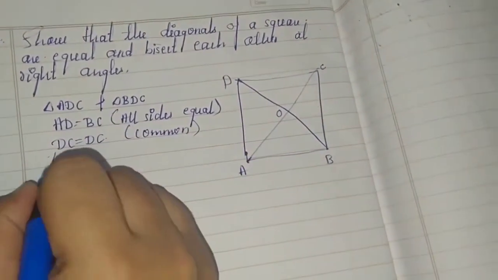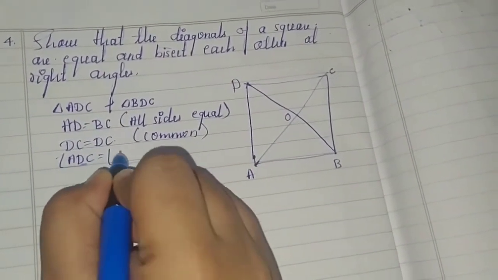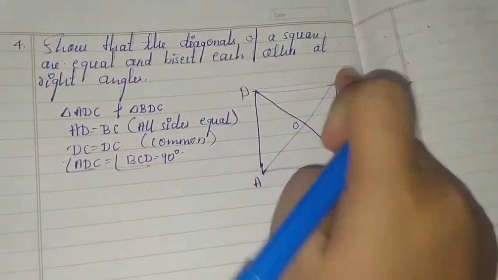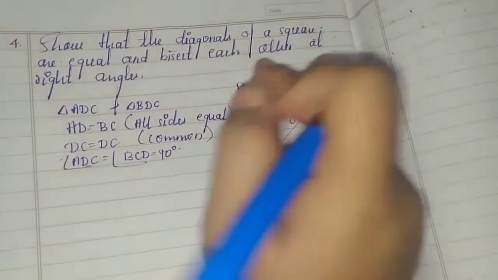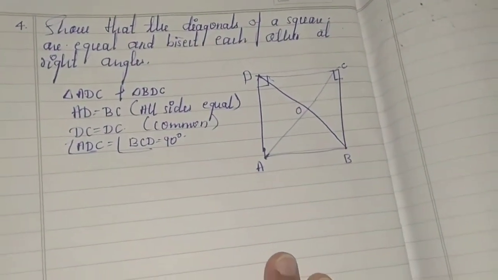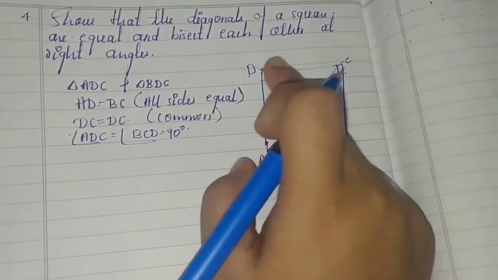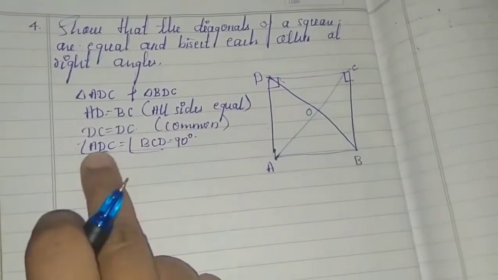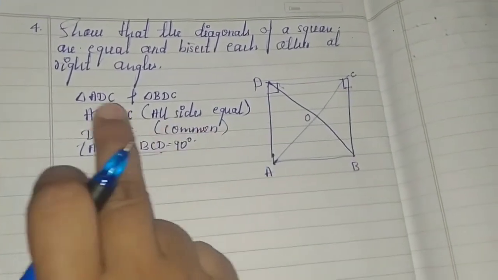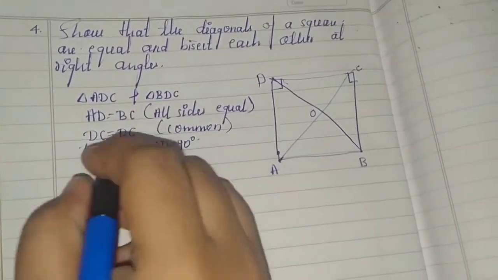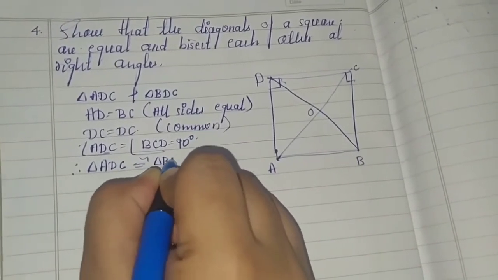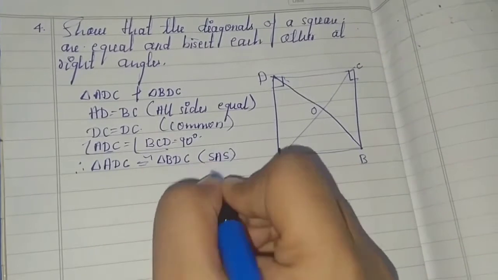And next, angle ADC is equal to angle BCD, equal to 90 degrees. These two angles are equal to 90 degrees because this is the property of a square: all the sides are equal and all the angles are 90 degrees. Now, by the SAS postulate, you can say that triangle ADC is congruent to triangle BDC. So, SAS congruence rule.